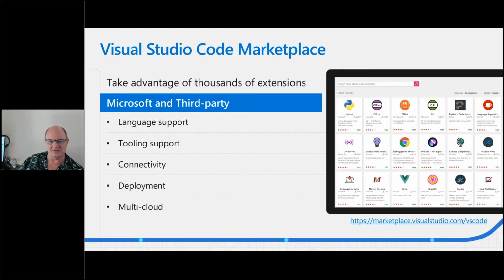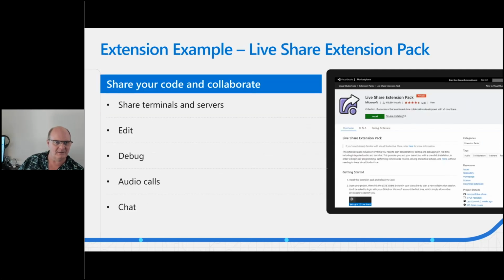Visual Studio Code is used for Python, Go, all kinds of things. So it has language support. It also has tool support and connectivity. And an example of an extension that you can use is the Live Share extension pack. This allows you to do audio calls, chat, and collaborate on code. And I'm actually going to show you a demo of that right now.